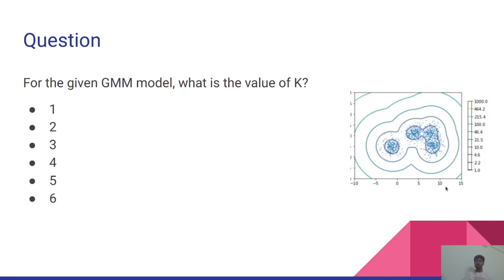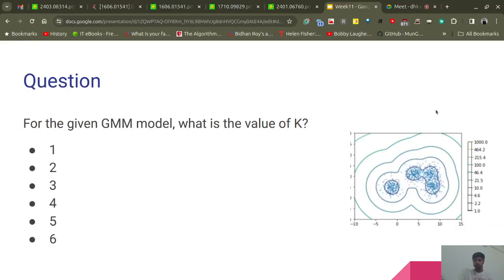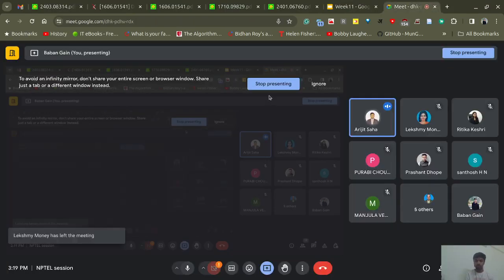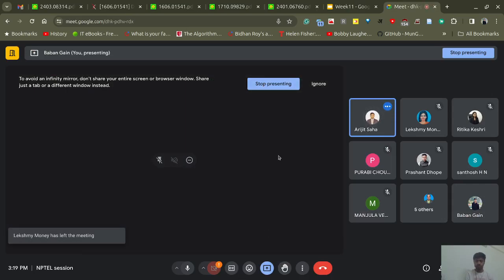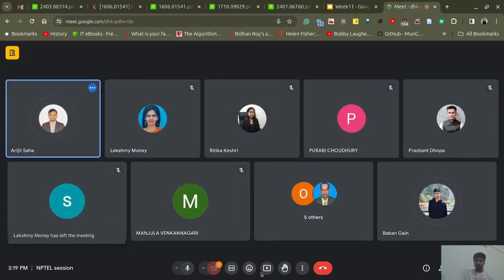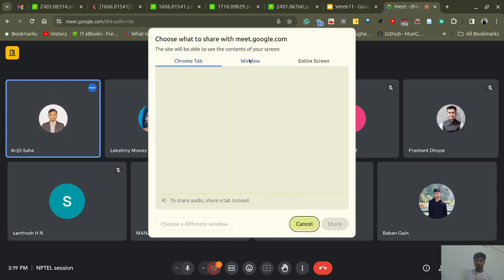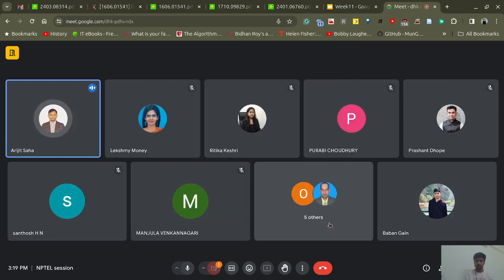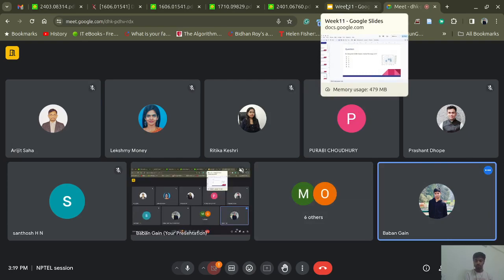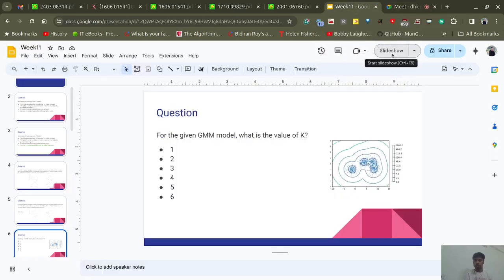So this is a GMM model, and you have to find out what is the value of K. Sir, it is not moving, sir. Now it is okay. A little bit late, I think, lagging. Your cursor is also moving very laggy. Okay, fine. So, is it visible now?